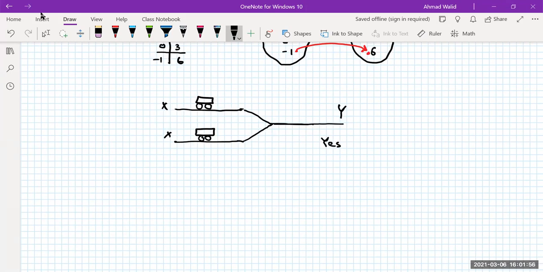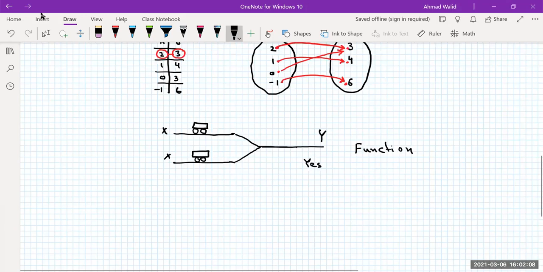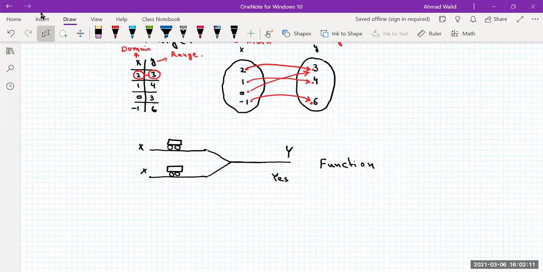This diagram actually represents a function. Two values of X can go to one Y. Look at the diagram above. 2 goes to 3, also 0 goes to 3. No problem. Still, it's a function.